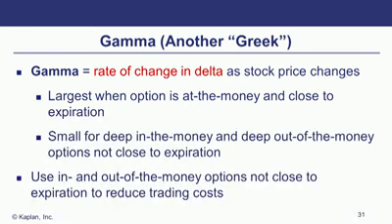Okay, the next one that we need to look at is of course the fifth and last Greek letter, which is gamma, and that's going to look at the rate of change in delta as stock price changes. Okay, so let's see what that means. So gamma is the change in delta as the underlying price changes.